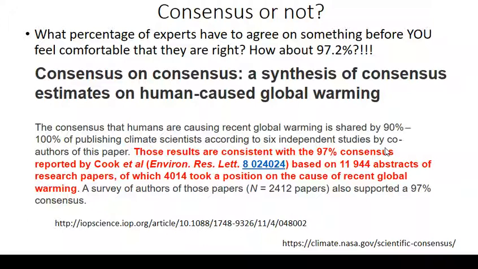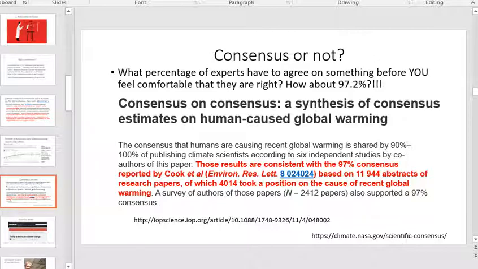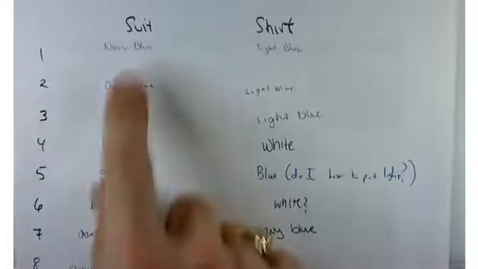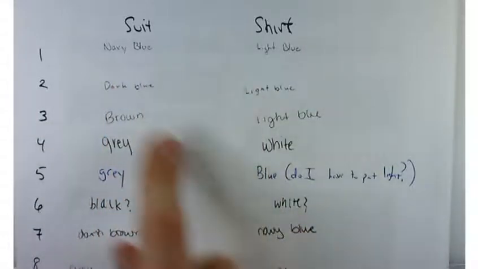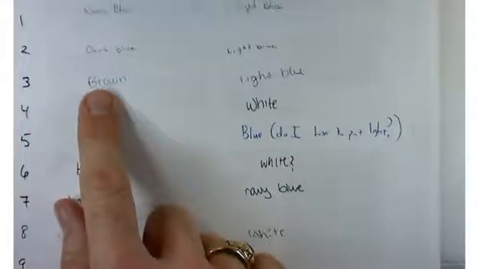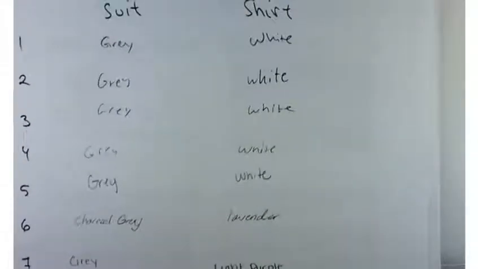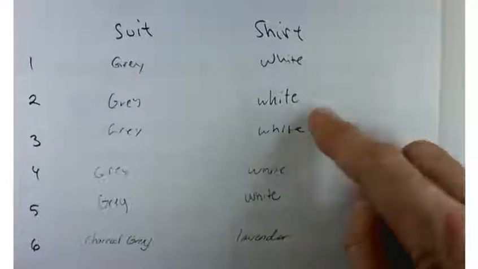All right, now let's see how you guys did. So let me exit this for a second. Let's see what level of agreement you guys had. Navy blue, light blue, dark blue, light blue, brown, light blue, gray, white, gray, blue, black and white. All right. Gray and white, gray and white, gray and white. I think people were maybe copying. It's like, okay, I'll go with him.